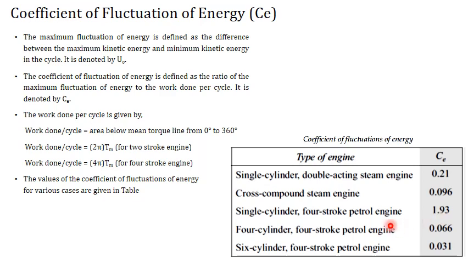Now when the same petrol engine is 4-cylinder, the fluctuation of energy is reduced to a large extent, and the average value is measured as 0.066. For a 6 cylinder engine, again the fluctuation of energy is reduced to 0.031.